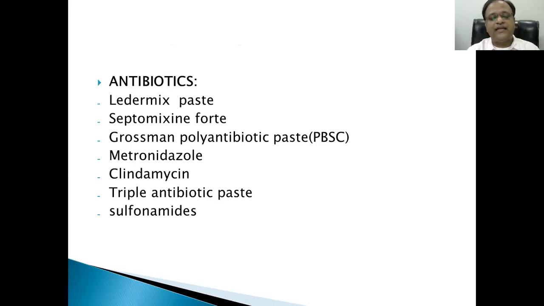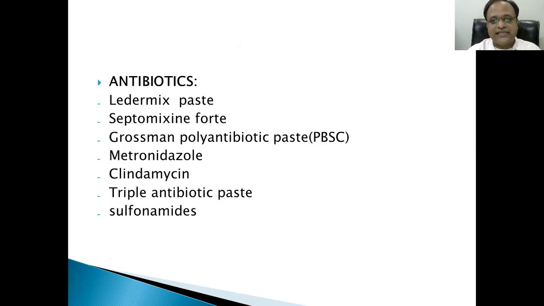Grossman's polyantibiotic paste, also known as PBSC. It is a very famous compound. Mostly teachers know about this topic, and it is a frequently asked viva question also. So please listen to it and find out what is PBSC.